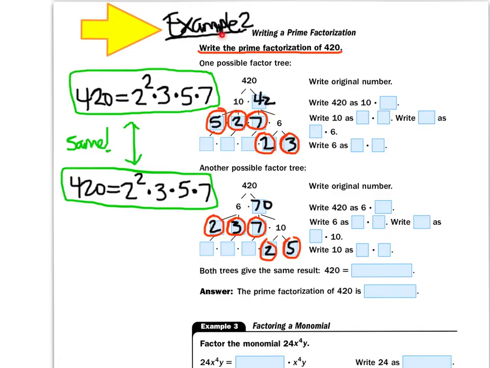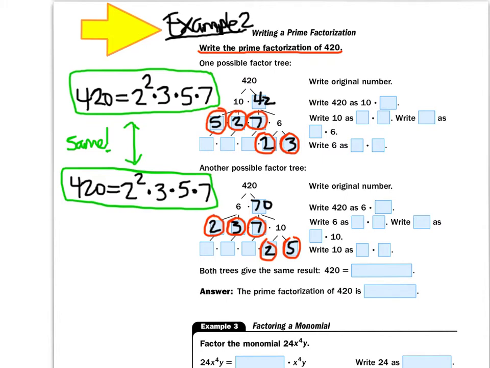Okay, let's take a look at example 2, writing a prime factorization. So let's say they want us to prime factorize 420. This is kind of a cool chart because they show you that no matter how you start, you're still going to end up with the same answer. Let's take a look at this prime factor tree.